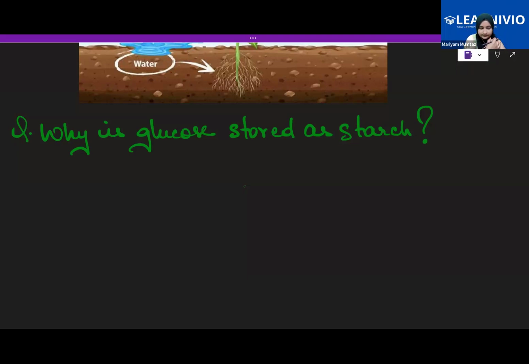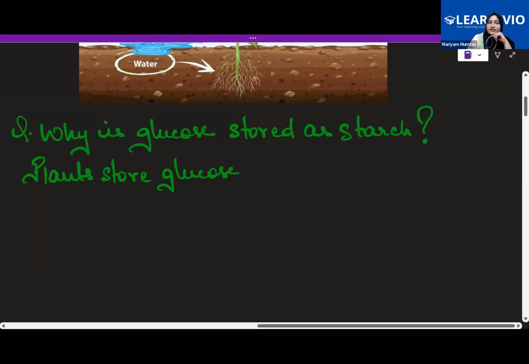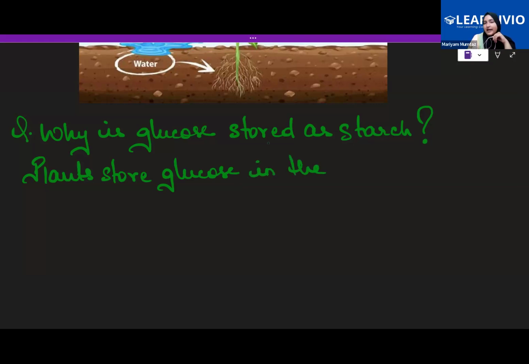Clear? And yes, you said something about long-term storage. Yes, starch is a 100% better alternative for long-term storage. Clear? So we'll write the answer over here that plants store glucose. Acha, what is the reserve food material of animals, students? For plants, it is starch, and for animals, it is glycogen.